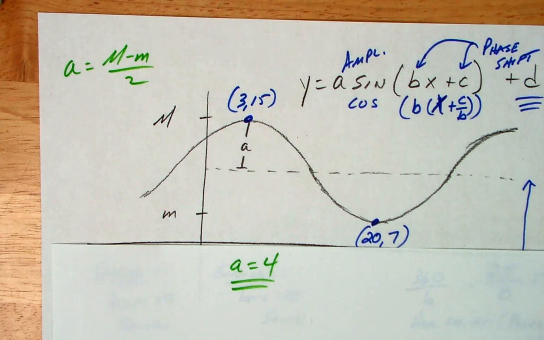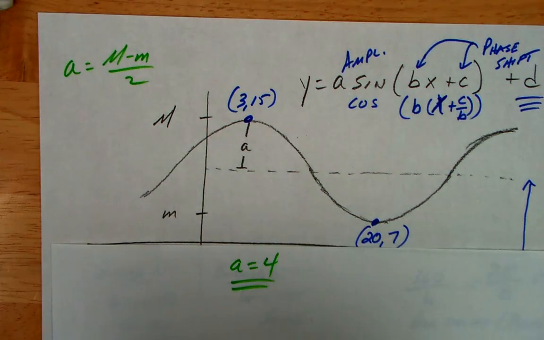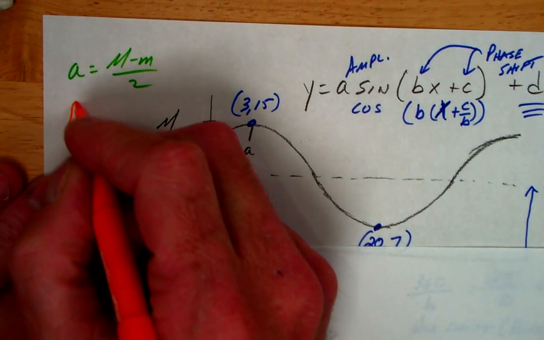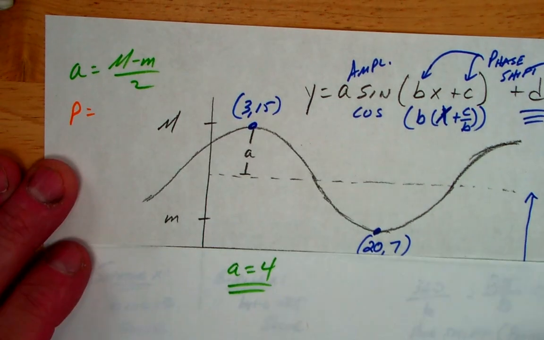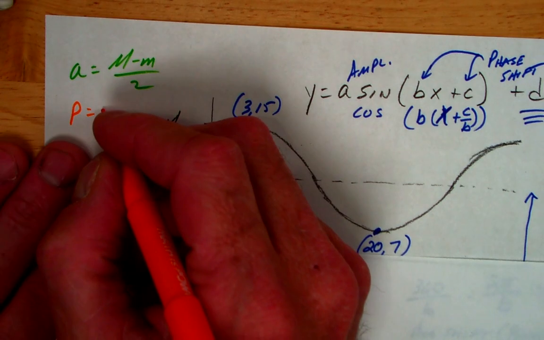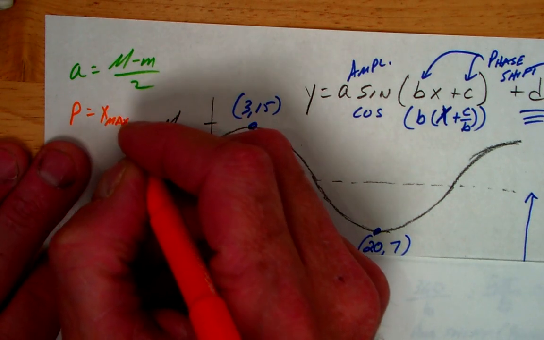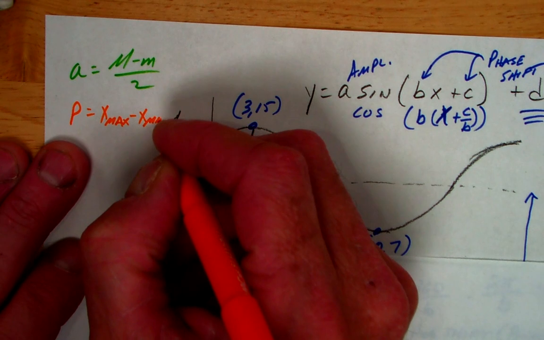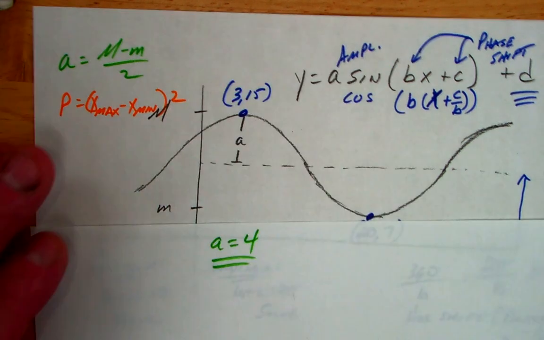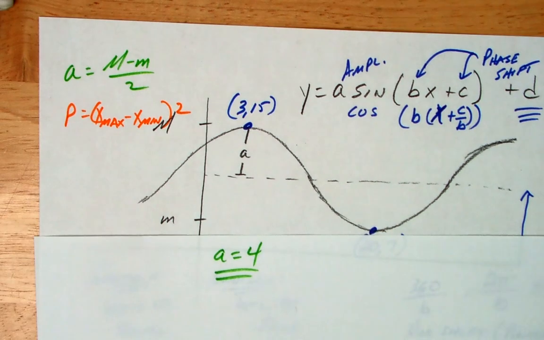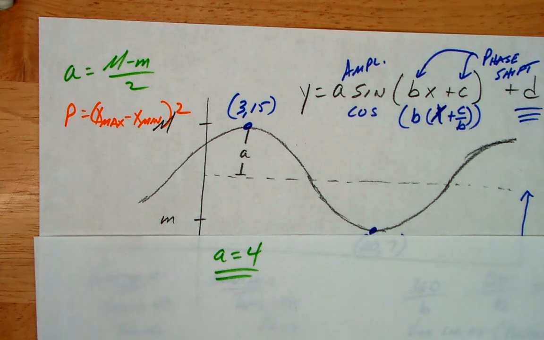Okay? All right. Hey, do you want a formula for that? Sure. My period is equal to x max minus x min, doubled. But I've never used these formulas. I like how Sam and Gigi were able to figure that out without using a formula.